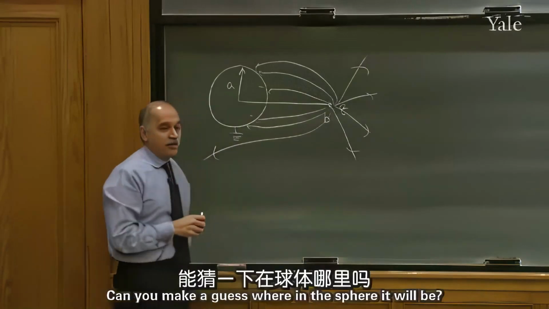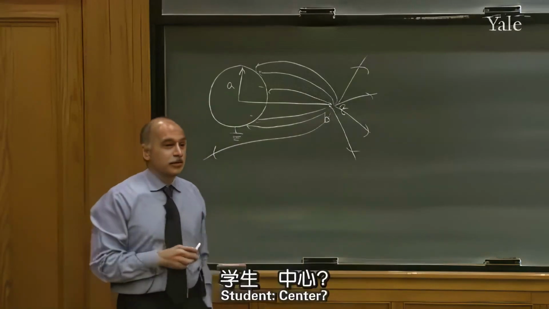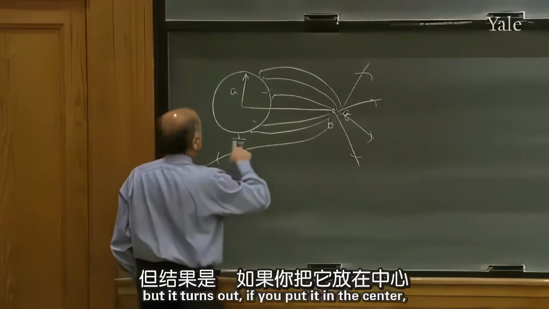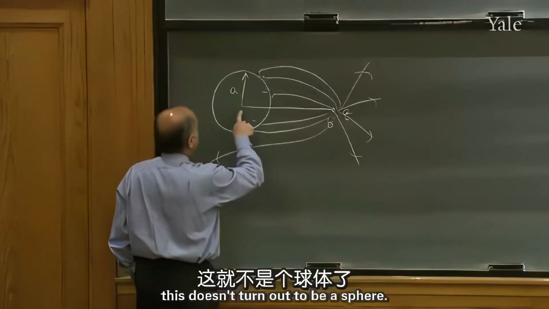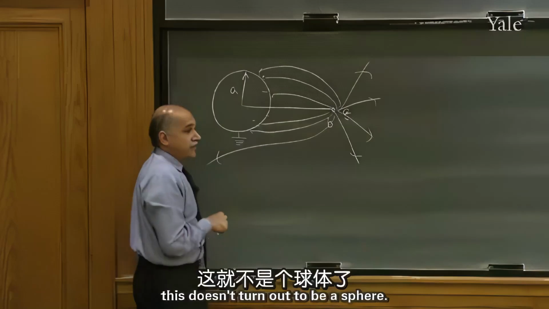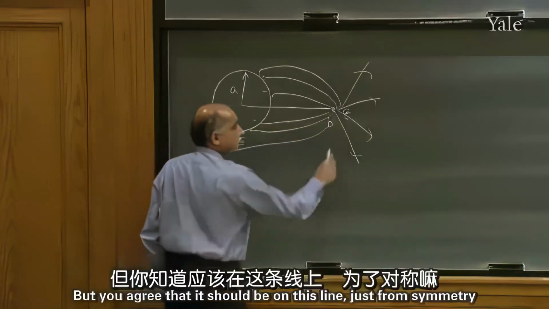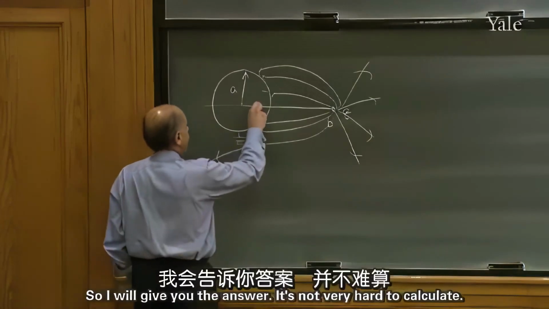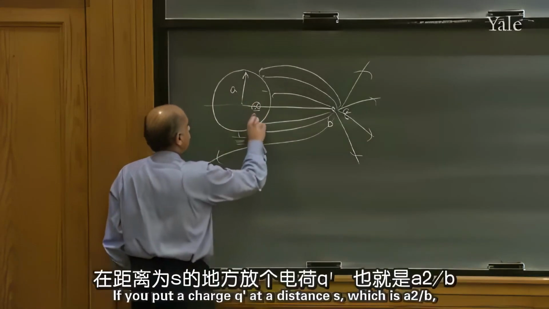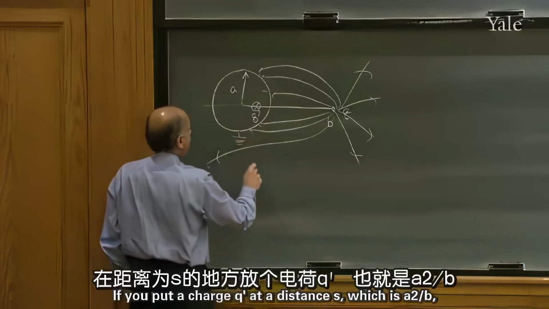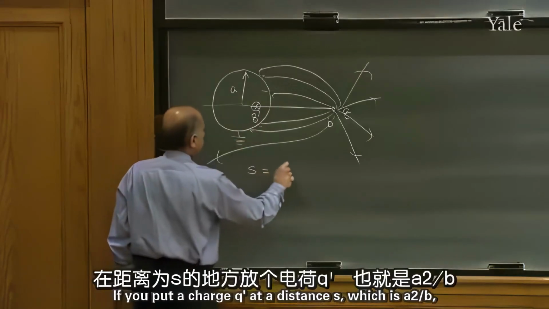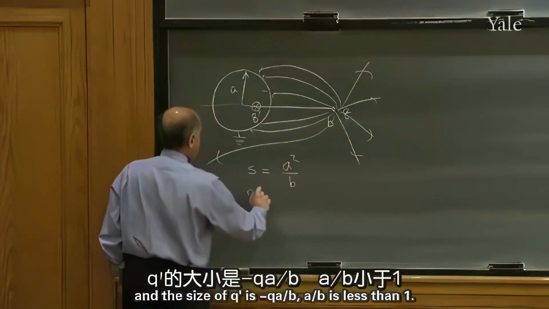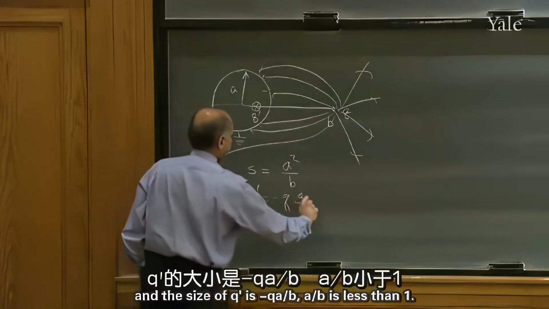Can you make a guess where in the sphere it will be? Center is a good guess, but it turns out if you put it in the center, this doesn't turn out to be a sphere. But you agree that it should be on this line, just from symmetry. You don't want to put it anywhere else. So I will give you the answer. It's not very hard to calculate. That if you put a charge q prime at a distance s, which is a square over b, and the size of q prime is minus q times a over b.